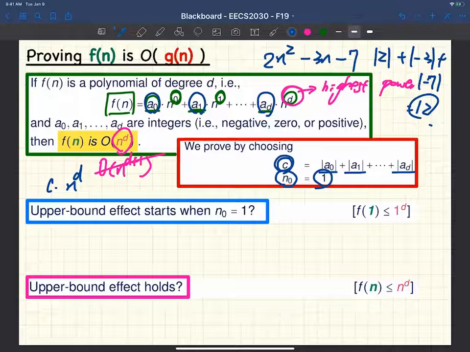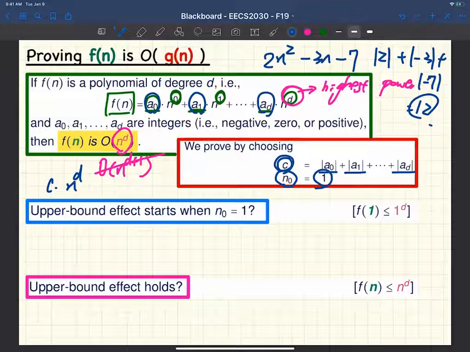Okay, we talk about two things. Number one, what's the strategy of determining the asymptotic upper bound? The tightest, choose the highest power, number one. Number two, how do you prove it? You choose the C by summing up all the absolute value for the multiplicative constant. And then N0 is guaranteed to be 1 if there's no log n. Okay, that's the story. But I want to show you just one of the intuition.